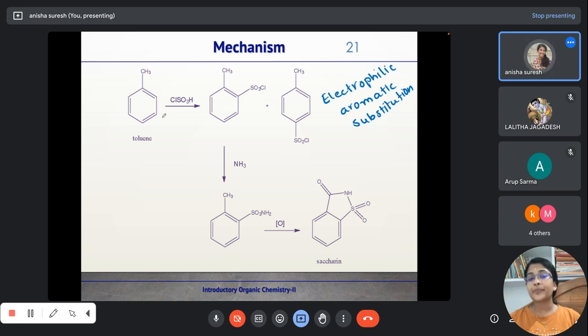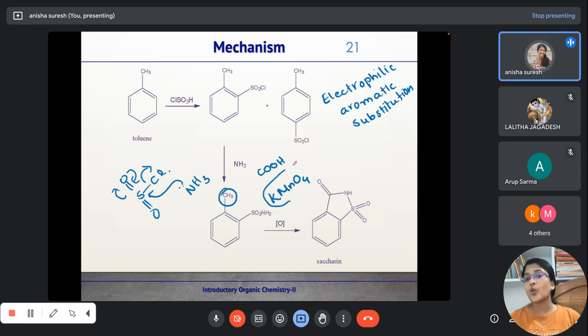Out of that, saccharin will be resulted only from this ortho product. Then when this ortho product is treated with ammonia, this SO2Cl will be converted into SO2NH2. So S double bond O double bond O Cl, upon reacting with NH3, will lead to formation of SO2NH2. Now upon oxidation, we can use strong oxidizing agents like KMnO4. So this CH3 will be converted directly into COOH. KMnO4 can convert the CH3 directly into COOH. It is a strong oxidizing agent.